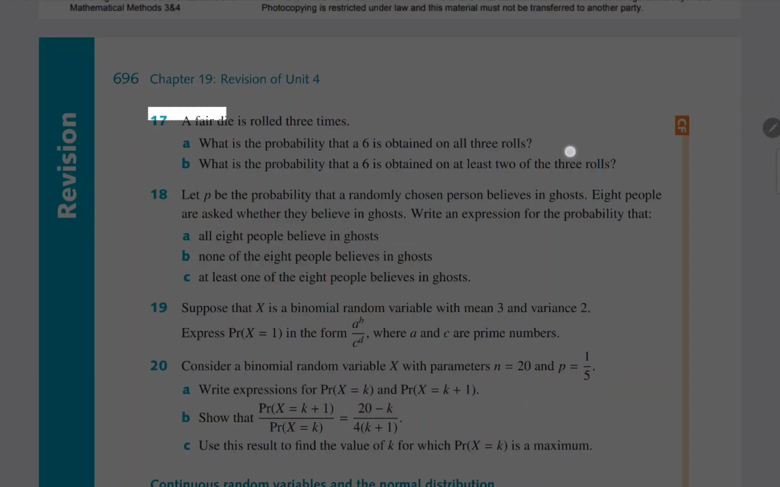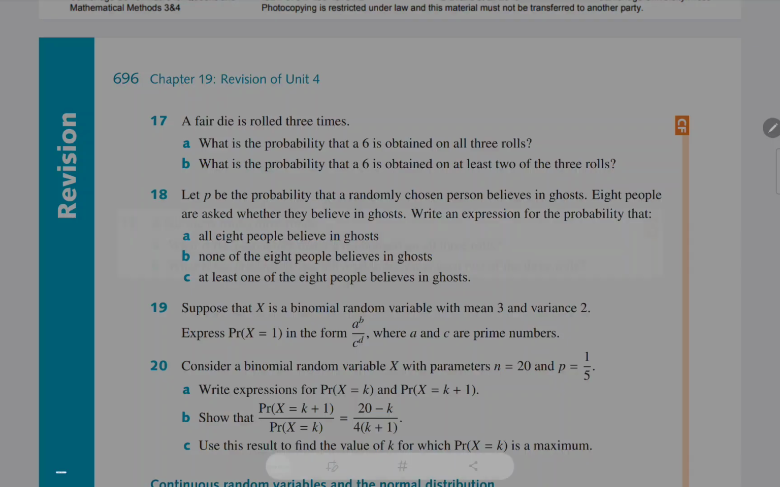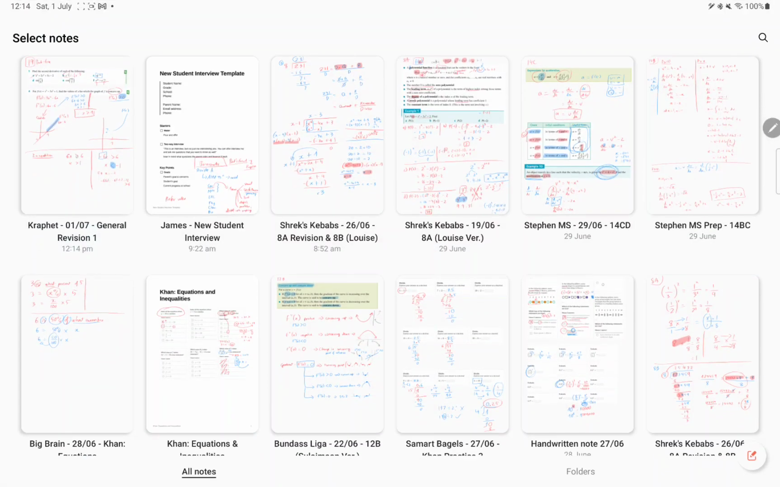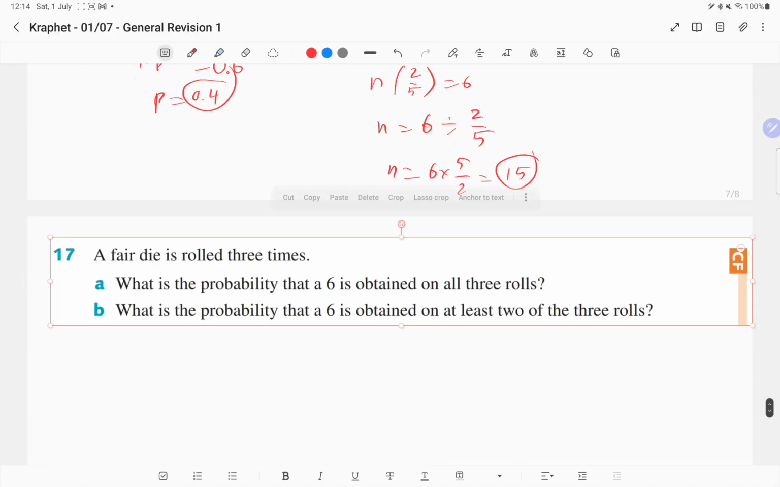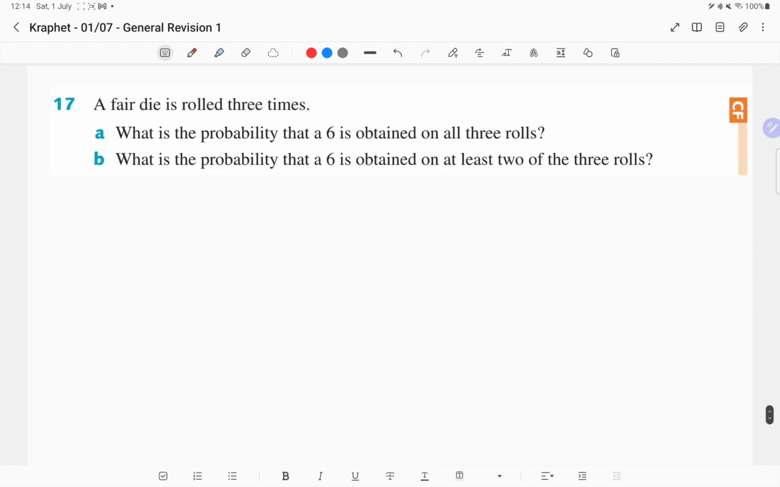So again, just simultaneous equation. It's not too difficult. 17, the second complex familiar for today. Let's see how hard this is. I think most of these complex familiar ones probably have to work through it in here. A factor is rolled 3 times.